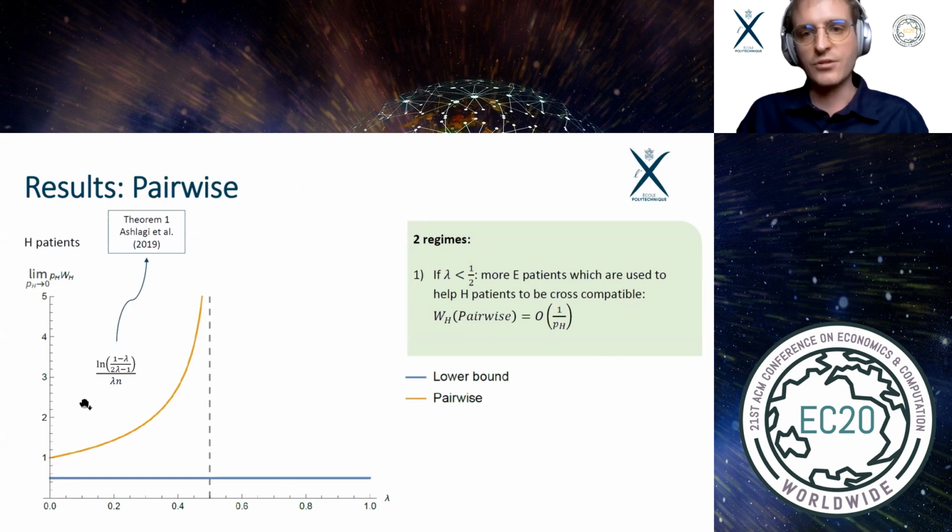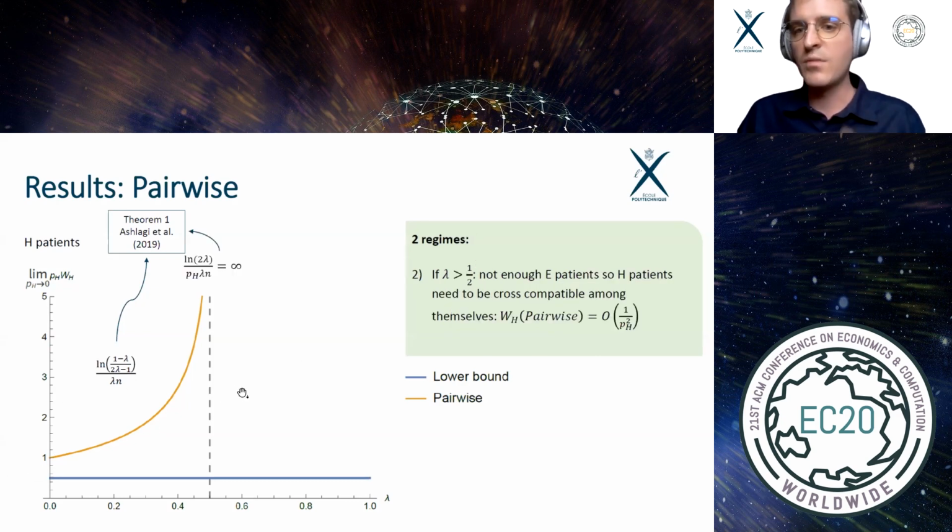So then for the pairwise algorithm, it has been shown by Ashlagi et al. that you have two regimes. One regime is where you have more easy to match patients than hard to match patients, so lambda less than 1/2, and basically they characterize the constant. And the intuition is that once you have more easy to match patients, you can use them to help hard to match patients to be cross-compatible. So in that case, the waiting time of pairwise is of order 1 over pH, which is basically this left side yellow line.